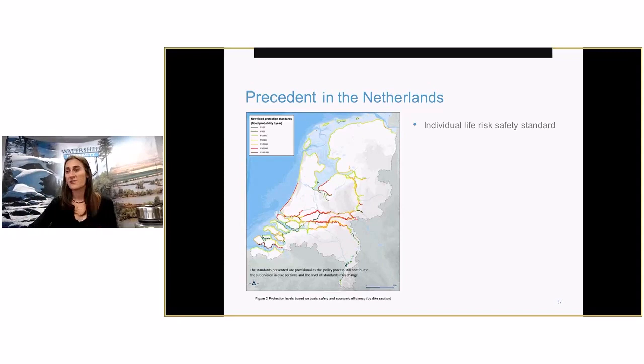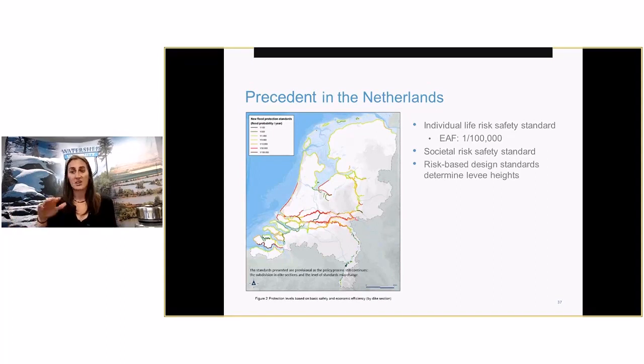And that's how they've shifted their approach. So it's an EAF of 1 in 100,000. They also then added a societal risk safety standard. So in areas like the Randstad, which is the Amsterdam, Rotterdam area, where you have lots of economic activity and 9 million people, they have even higher standards.